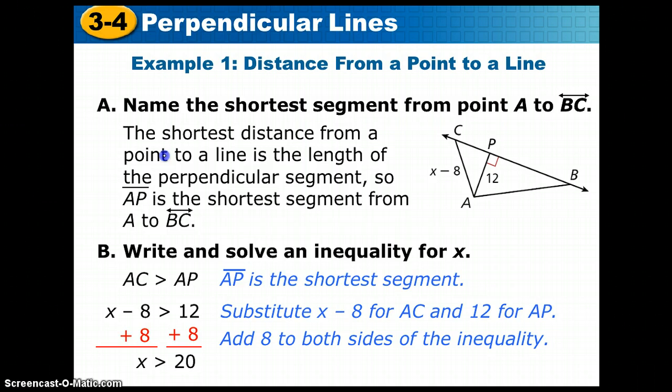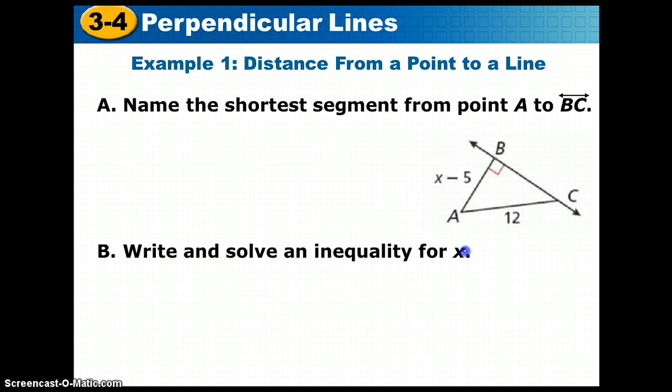So let's try another example on your own. In a very similar fashion, we have this set up here. I want you to name the shortest segment from A to BC and write and solve an inequality for x. Go ahead and take a few moments. When you are ready to begin, we'll check our answers. Alright, hopefully you had a chance to pause the video and work these out. Let's see what you got.